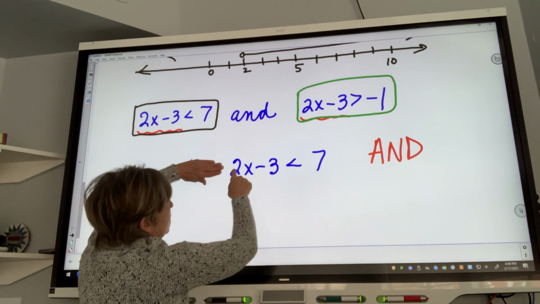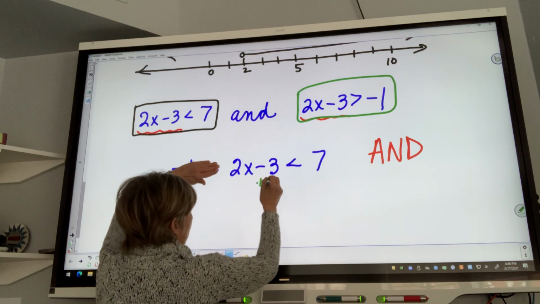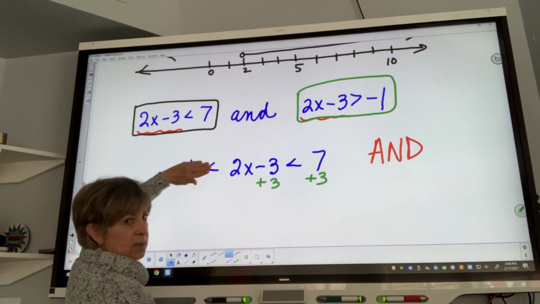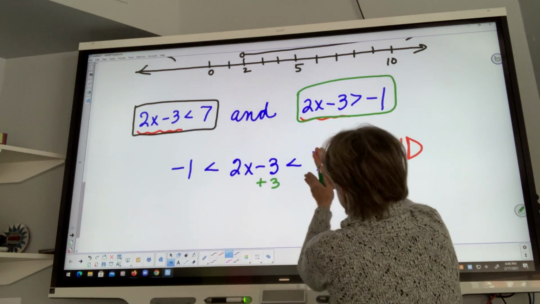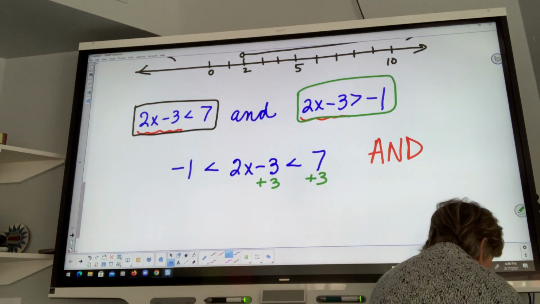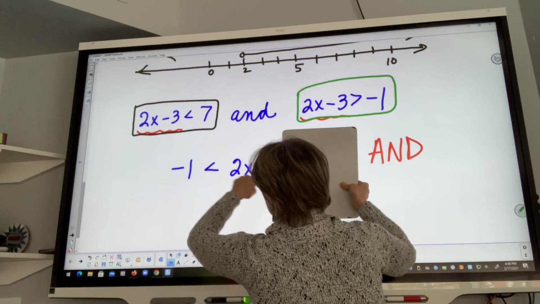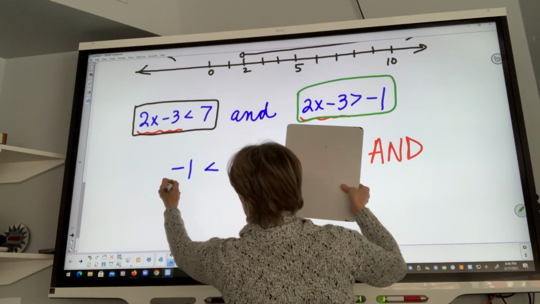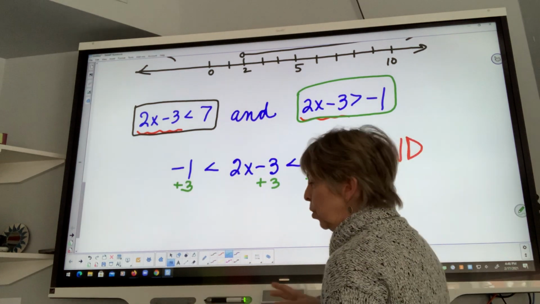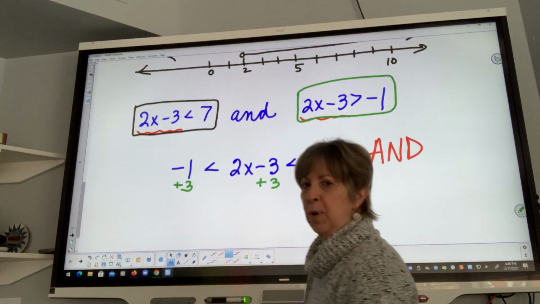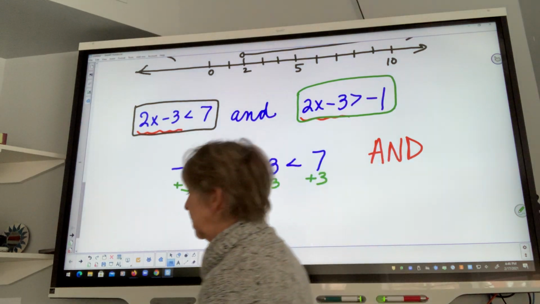So if I covered this up and said to you, what would you do first to solve this equation? You would probably all tell me, well, I'd add 3 to both sides of that inequality, right? And if this part over here wasn't here, let me cover it up, what would you do first to solve this inequality? You would add 3 to both sides, okay? So what we're gonna do is we're just gonna add 3 to all 3 parts, and we're actually solving the two inequalities at the same time.